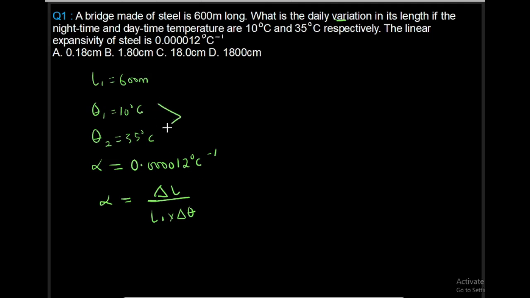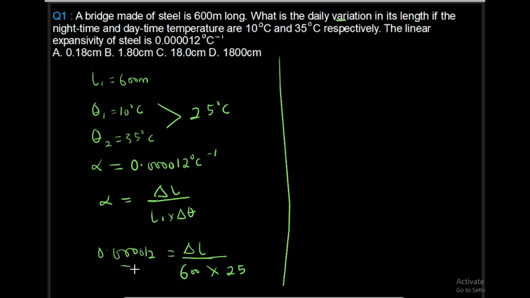And our change in temperature is final temperature minus initial temperature. 35 minus 10, which is 25 degrees Celsius. So we're going to have 0.00012 equals the change in length, daily variation in length, which is what we're looking for, all over the original length, which is 600, times the change in temperature, which is 25.